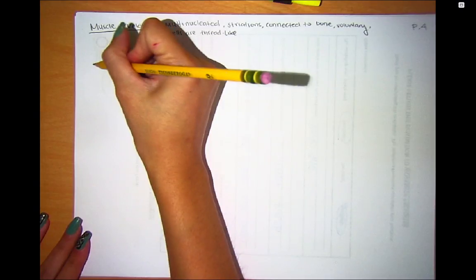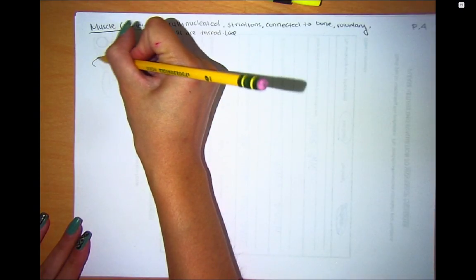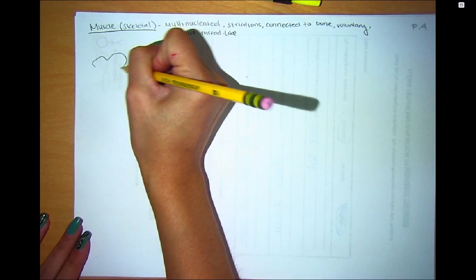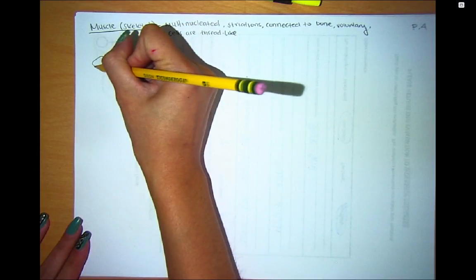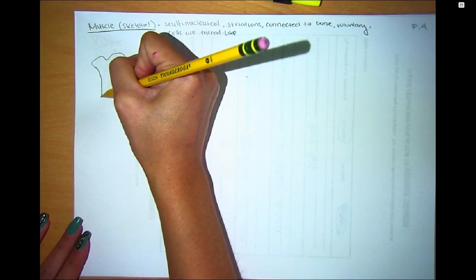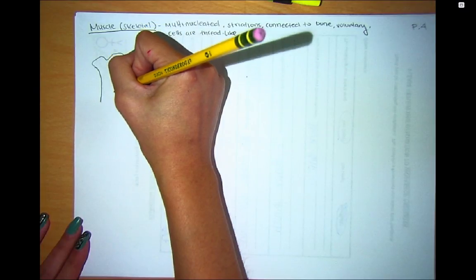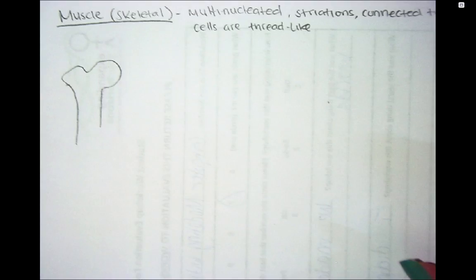So what I'm going to do first is draw a bone that's attached to a muscle. Here we have the epiphysis of a bone, and here's the diaphysis of the bone. And muscle is attached to bone via what structure? Do you recall from your notes?